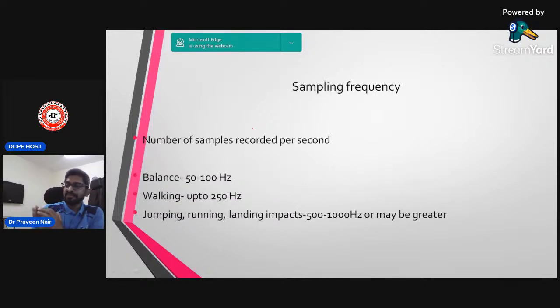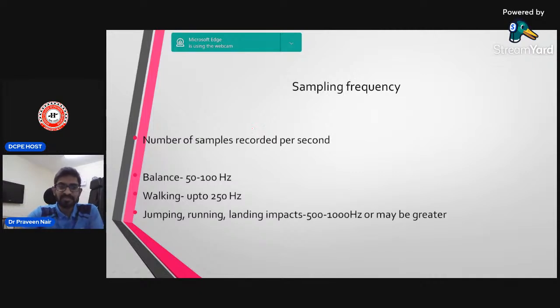And previously I mentioned the impact, whatever newtons you need, and this is about the setting up of a sampling frequency. So for balance based study, you just need up to 100 hertz. That means 100 samples recorded per second. For walking, you can use up to 250 hertz. That means 250 samples recorded per second. But for a high impact, like jumping, running, landing, more than 500 would be better, or maybe more than 1,000 also, if you have.